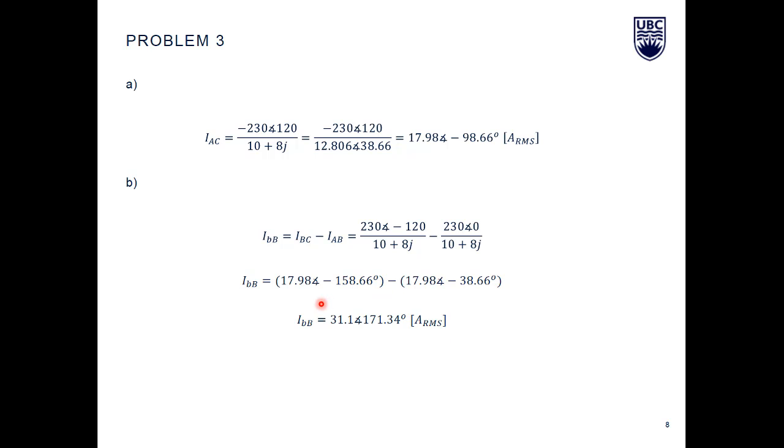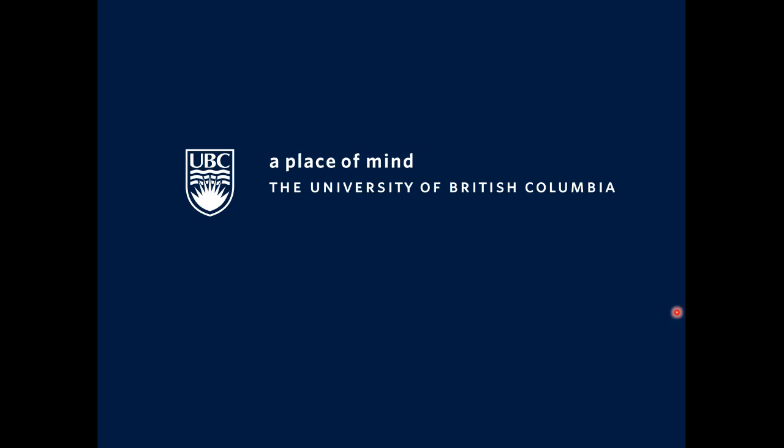So we see something here: IBC and IAB have the same amplitude as IAC, but a different angle. Which is something we expected, because it's a three-phase balanced circuit, and only the phase will be different in different phases, and the amplitude is the same for all the phase currents. So this was all about tutorial 4.